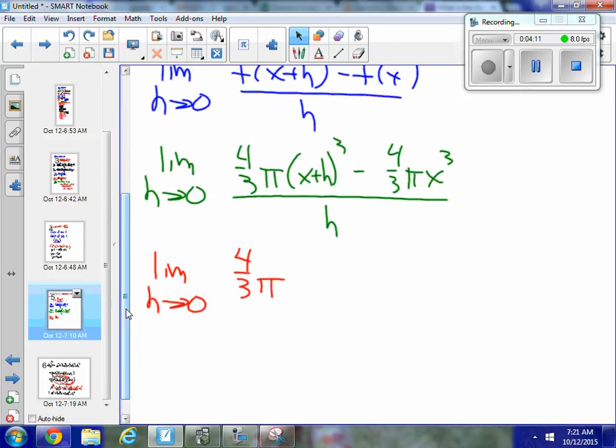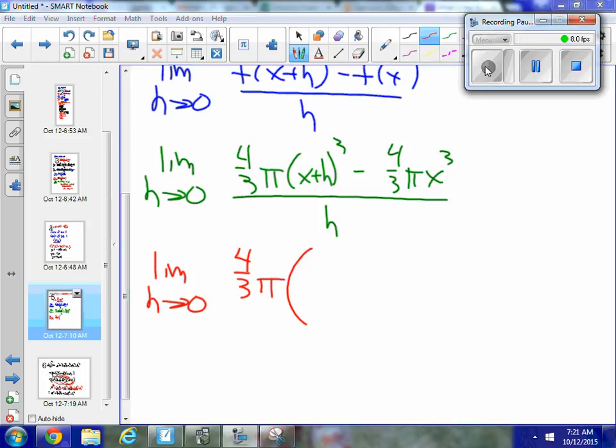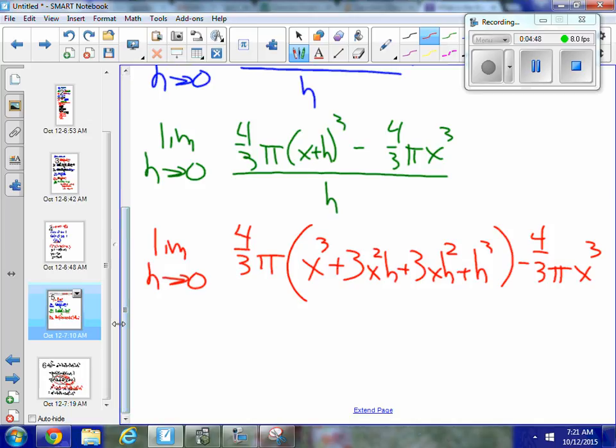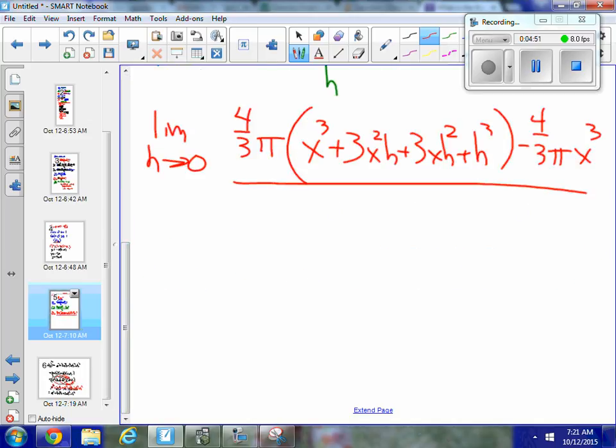Well, I'm going to have 4/3 pi times x cubed plus 3x squared h plus 3x h squared plus h cubed, minus 4/3 pi x cubed, all over h.